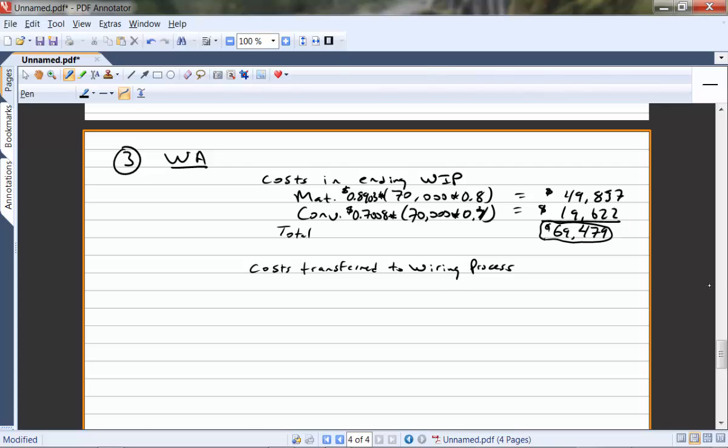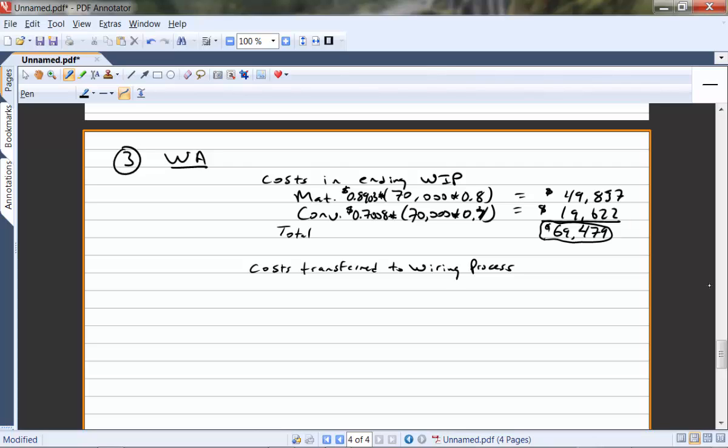Even though we know there's $40,000 worth of beginning inventory costs sitting there, $27,000 for materials and $13,000 for conversion respectively, under a weighted average we assume there's nothing there. So we don't have to transfer that. If there's nothing there, that's not transferred out to the wiring process.